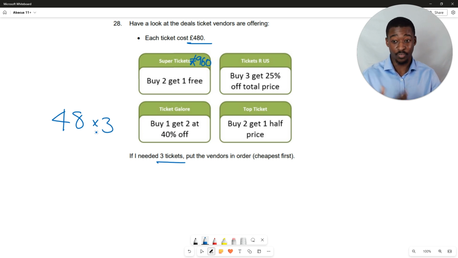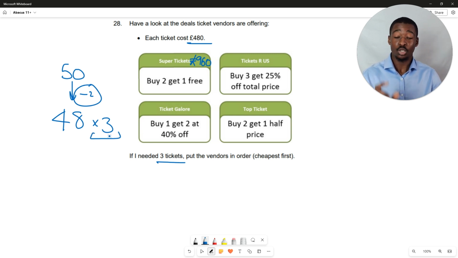Well, we have 50 times 3, giving us 150. But then we're not doing 50, we're doing 48. So from 150, we have to subtract the 2 difference multiplied by 3. So we subtract 6. So mental maths, we see 48, we think, okay, 48 is very close to 50. 50 times 3, 150. 150 minus the difference between 50 and 48, 2 times 3, 6. So we have 150 minus 6, 144.